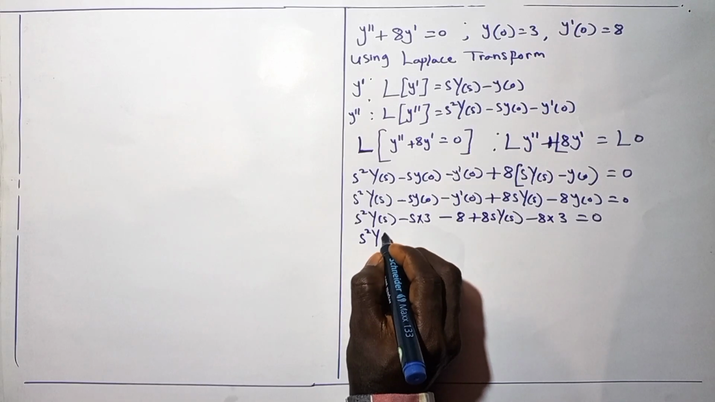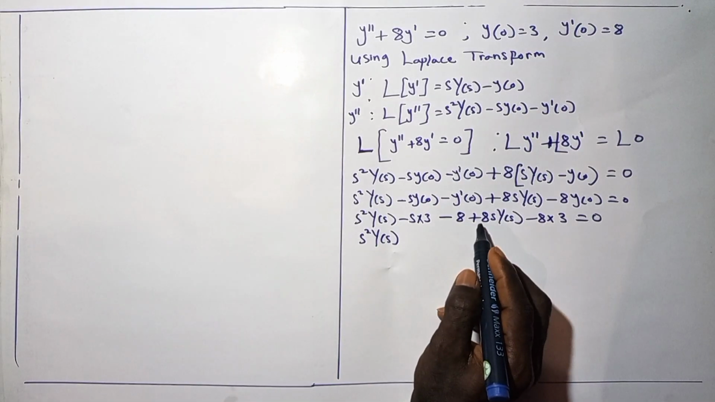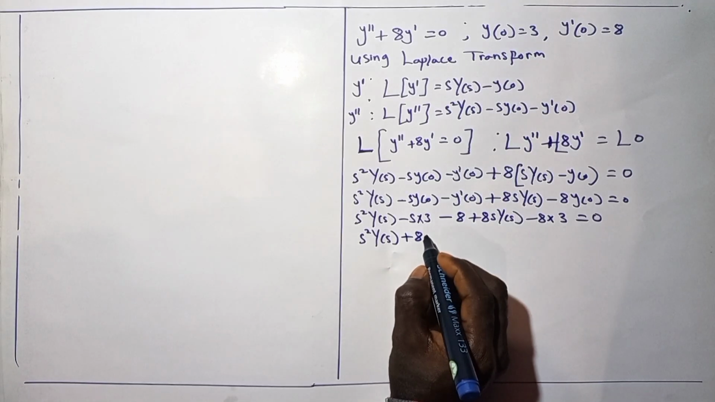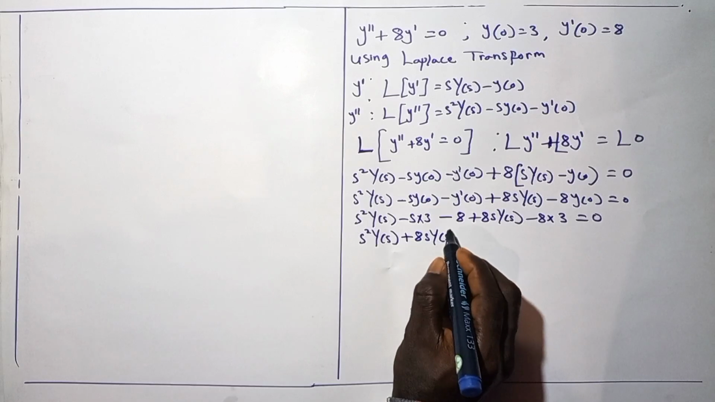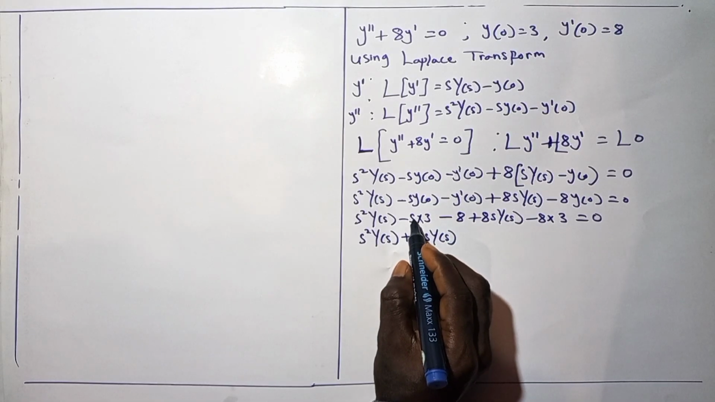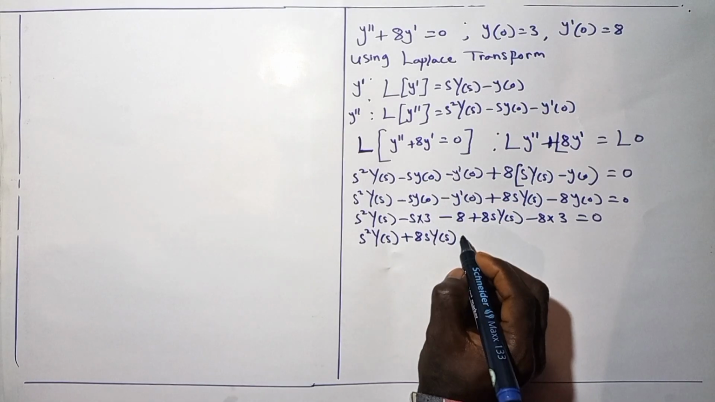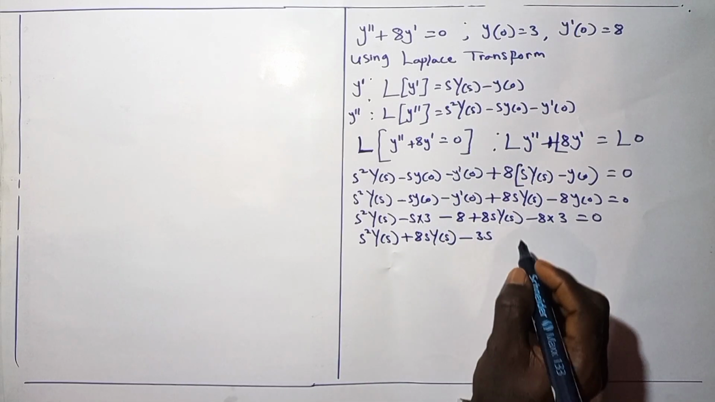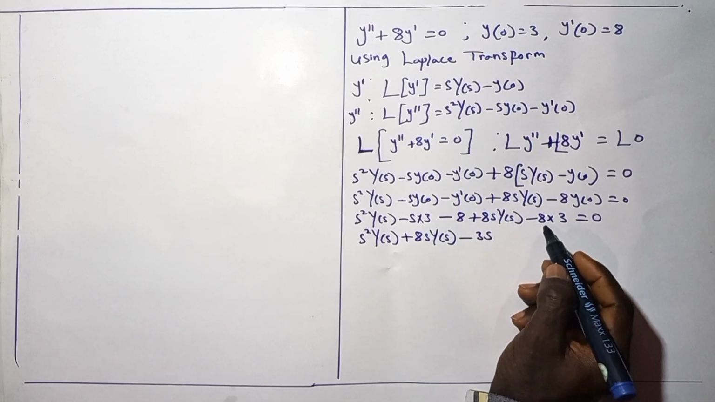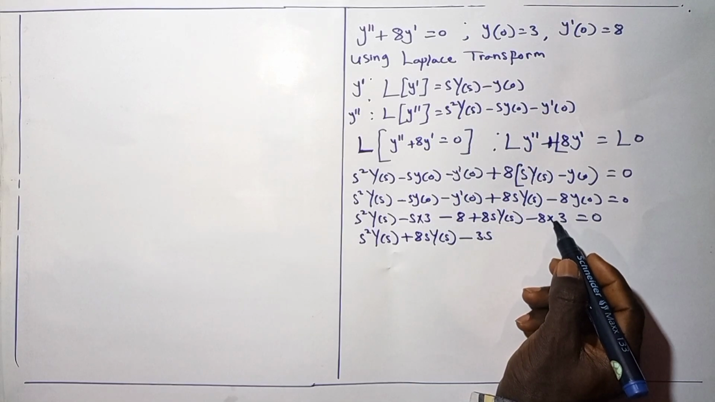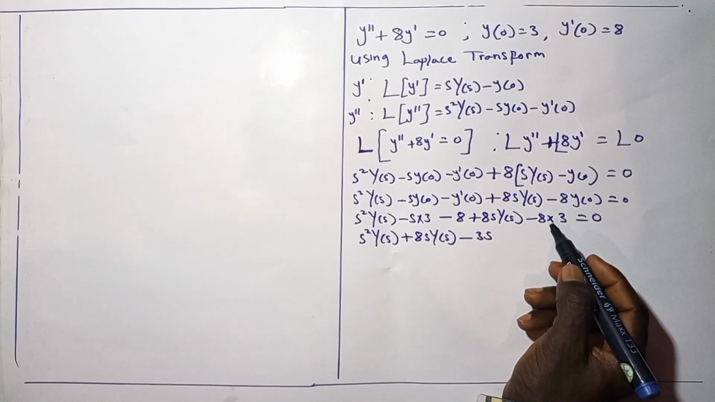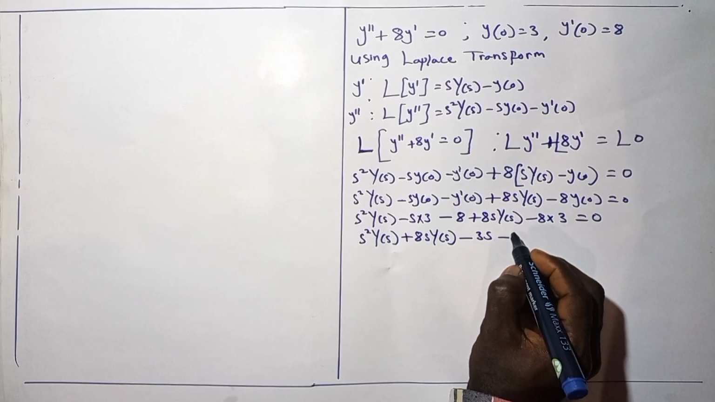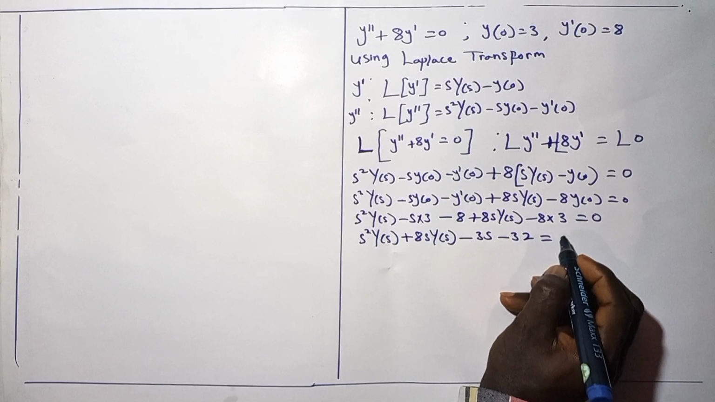Now let's try to rearrange. Let's bring the Y of s terms together. So this is plus 8s Y of s. Then this is s, not 5. Then minus s times 3, that is 3s. Then this is minus 8, minus 8 times 3, that is 24. Then minus 24 minus 8 will give us minus 32, which is equal to 0.